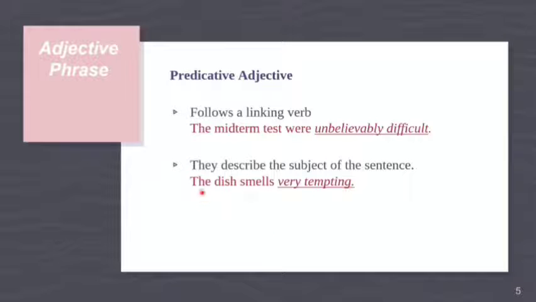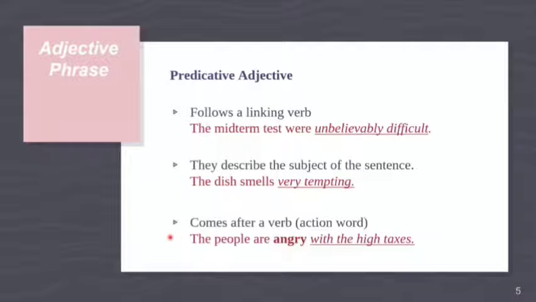For example, the dish smells very tempting. These underlined words are the predicative adjective phrase that describes the subject, which is the dish. And lastly, it comes after a verb or an action word. For example, the people are angry with the high taxes. These underlined words are the predicative adjective phrase and it comes after the verb, which is the angry.